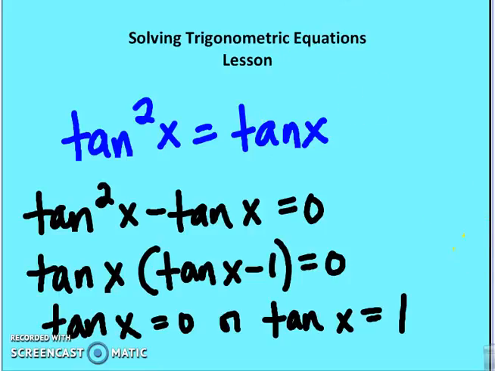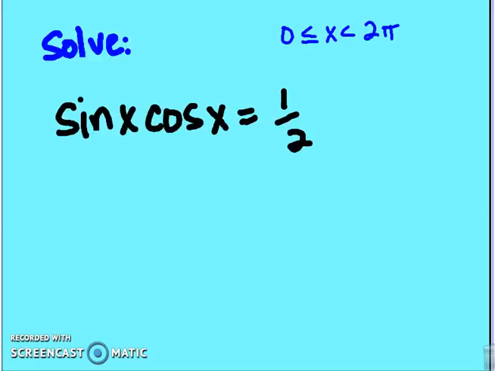All right, so let's move on. I'm going to give you another problem. Solve sine x cosine x is equal to 1/2 for x between 0 and 2 pi. I'm going to pause here.